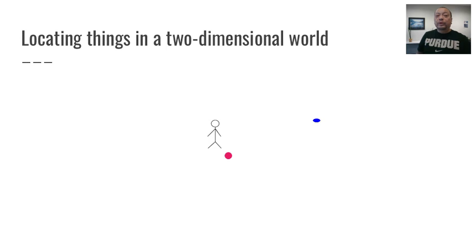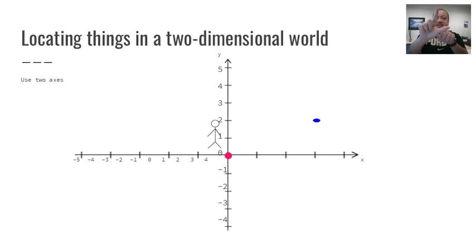Let's now move to a two-dimensional world. We have those two dots. How do we tell people where the dots are? If one number line is good for one dimension, then in two dimensions we'll use two number lines. We call them the axes.